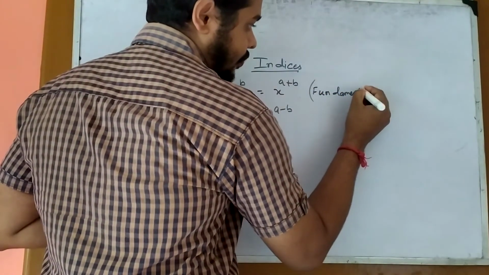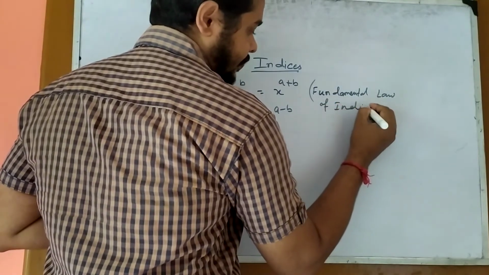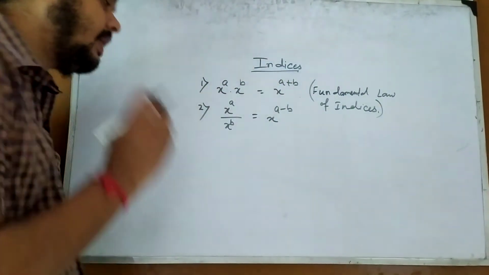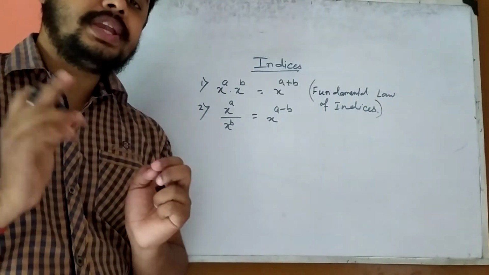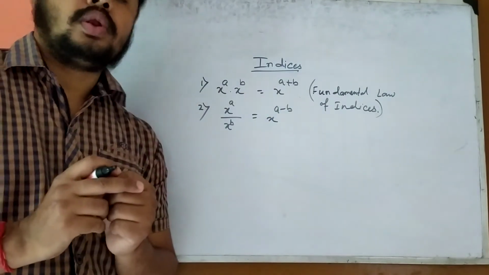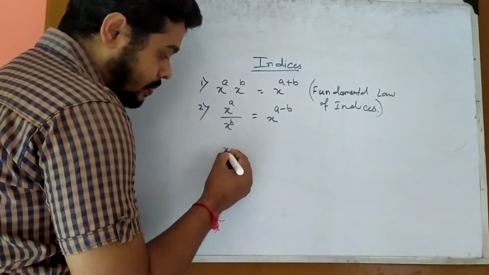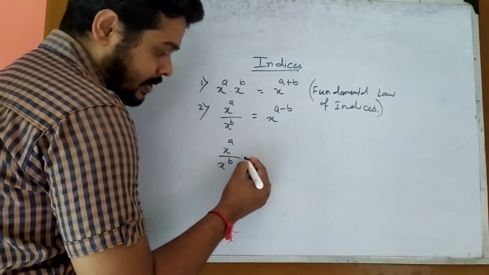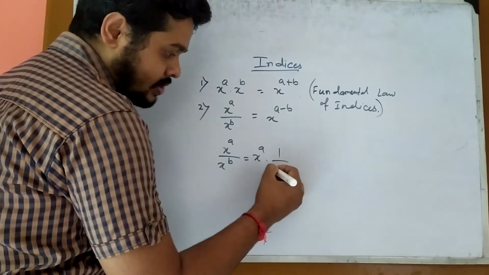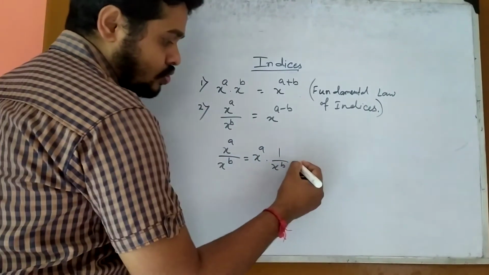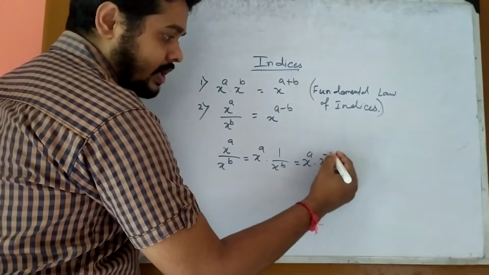Fundamental law of indices. Why is this called the fundamental law of indices? Because all the laws of indices depend upon that law. See how the second law depends upon it. x to the power a by x to the power b means we can write x to the power a into 1 by x to the power b.